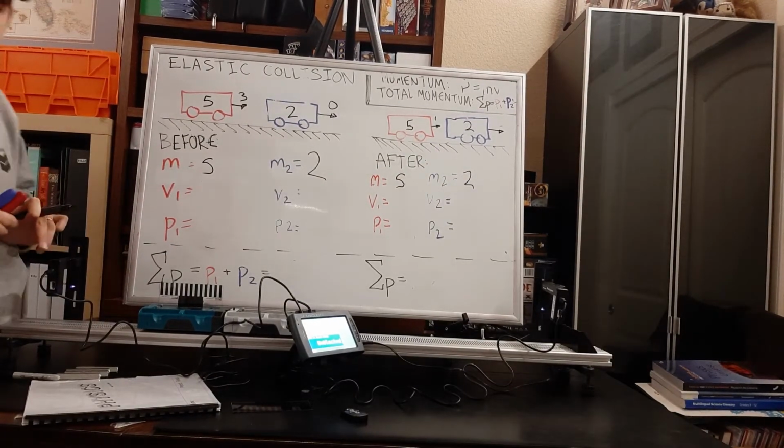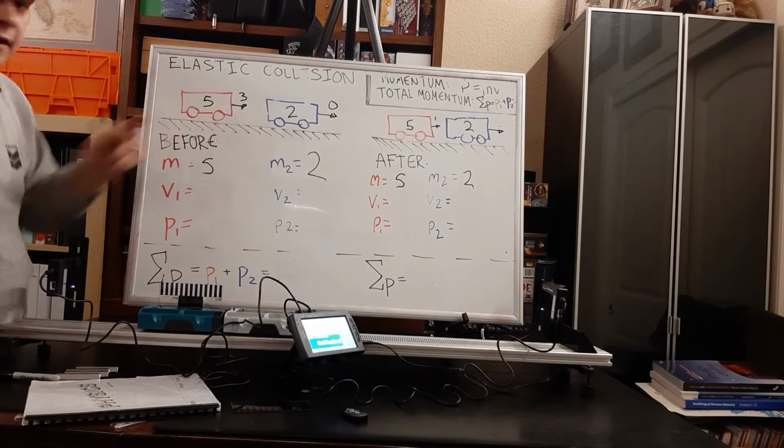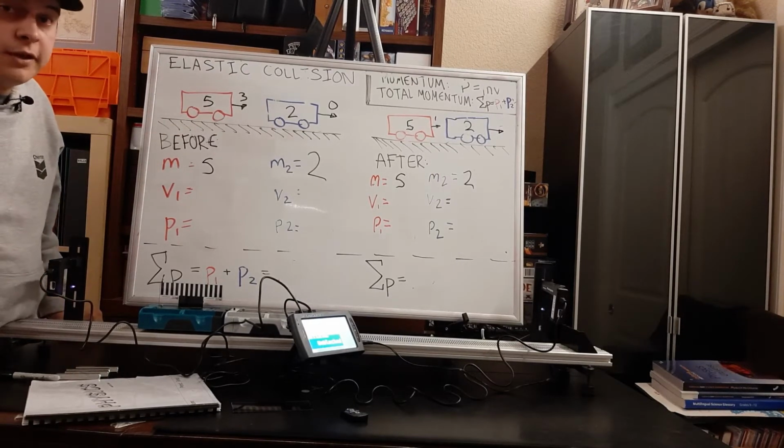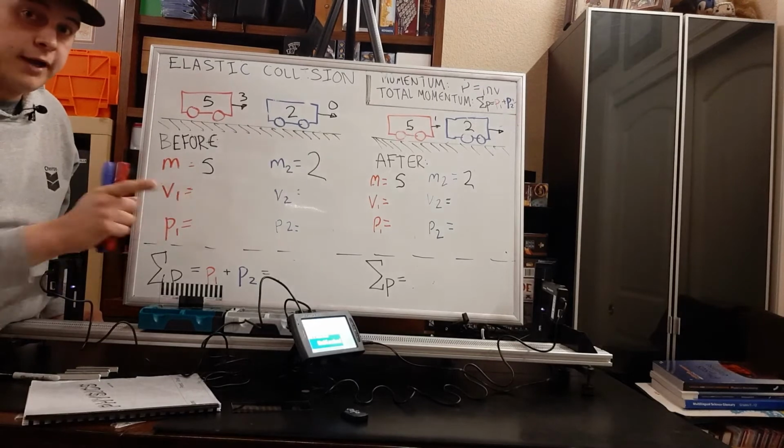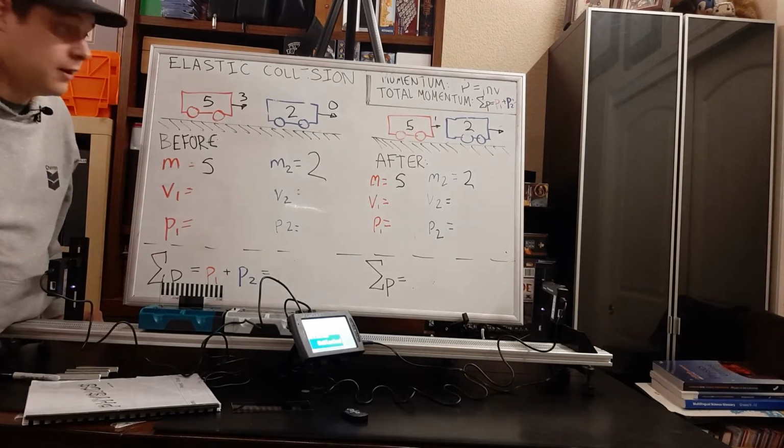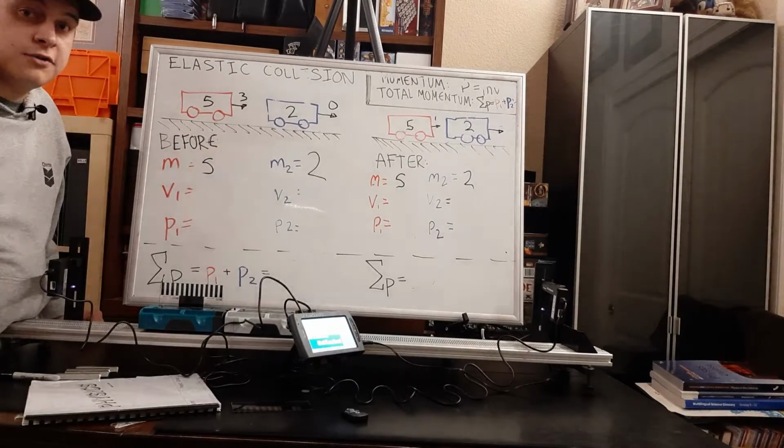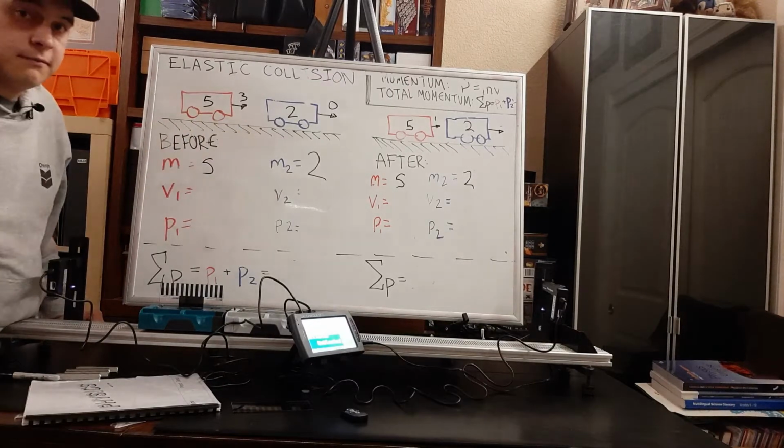Next, we'll write down the numbers for the velocity, indicated by the arrows. So we're following the convention where if it's going to the right, it's positive. If it's going to the left, it's negative. For this first one, the red car is shown to have a velocity of positive 3.